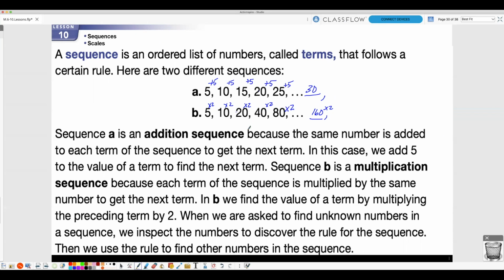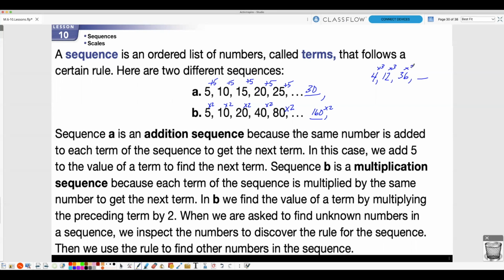Sometimes it could be a different value, obviously. It doesn't always have to be 2. It could be a different value. It could be multiplying by 3. So let's say we have 4, 12, 36. And then what's the next one? Well, in this case, this is times 3. This one would be times 3.